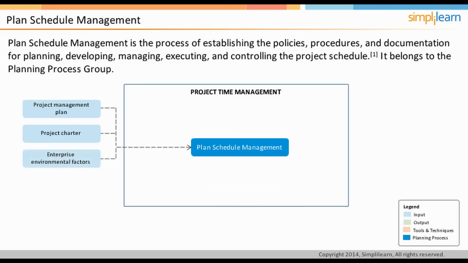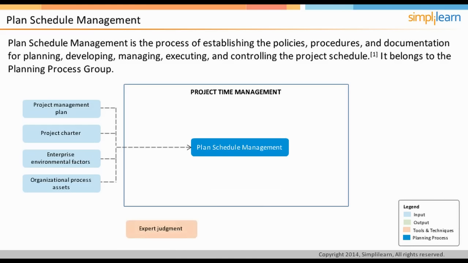Enterprise environmental factors provide the organizational context to the project, including the culture of the organization, the infrastructure like scheduling systems available, key personnel, and so on. Organizational process assets provide inputs such as policies and procedures, templates, past performance data and estimates, historical information, and knowledge base. Now, let us look at the tools and techniques employed in this process.